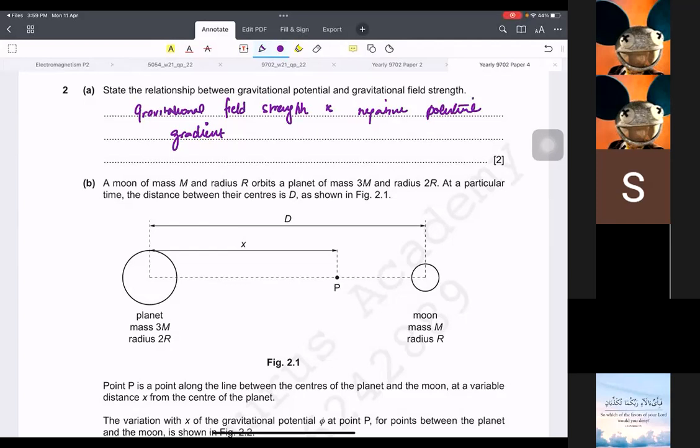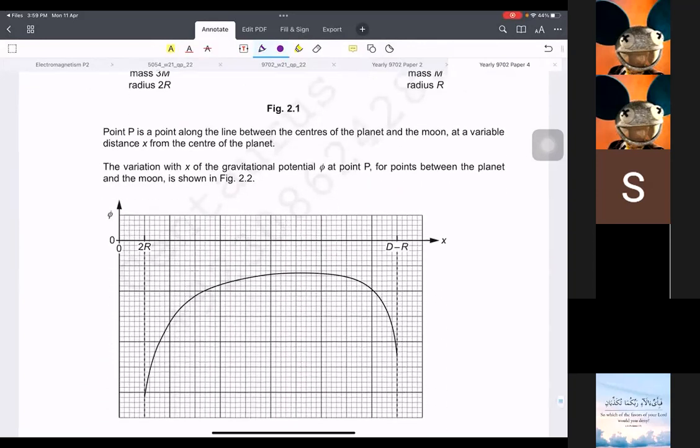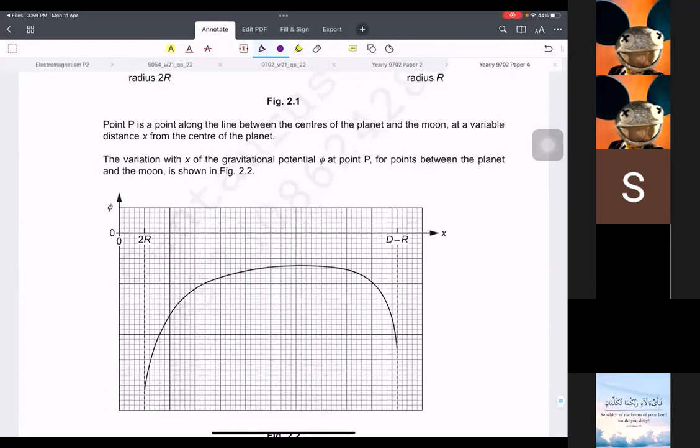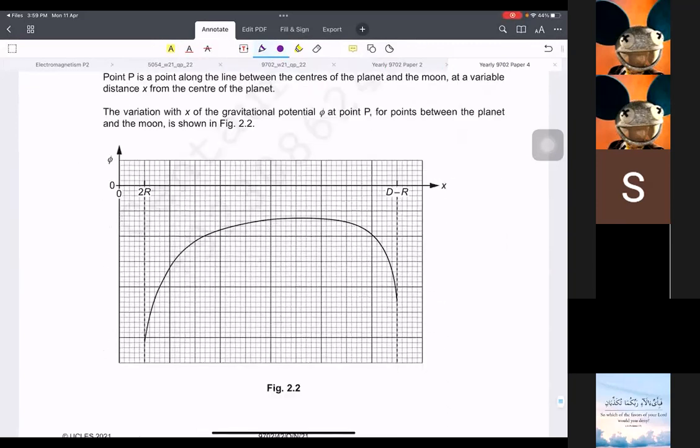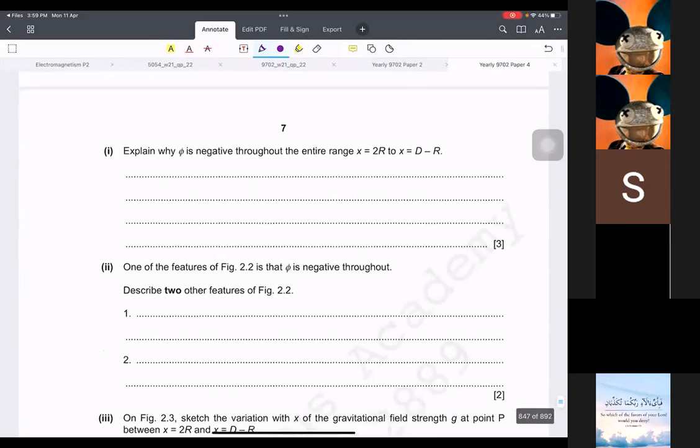So gravitational field strength is negative potential gradient. That is the definition of it. Anyway, now in this part, it shows you a graph. There is a moon and there is a planet, whatever. And then it says explain why potential is negative throughout the entire range.